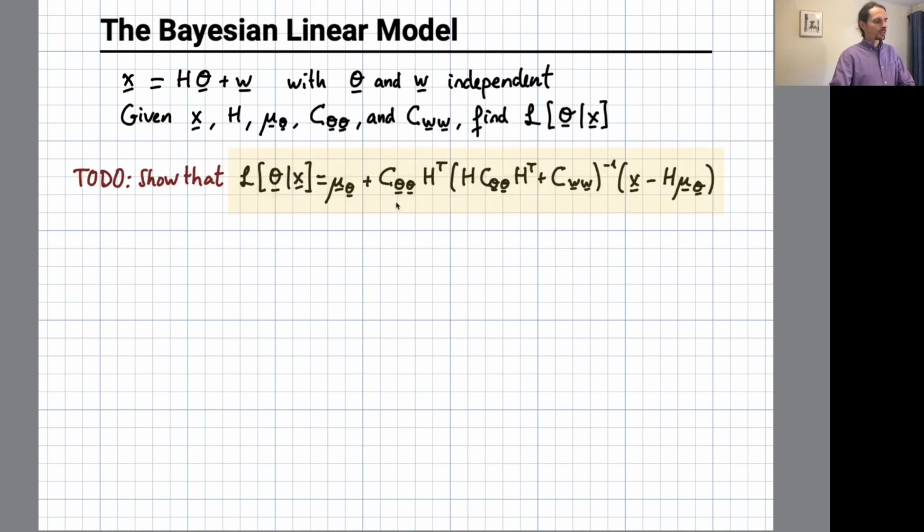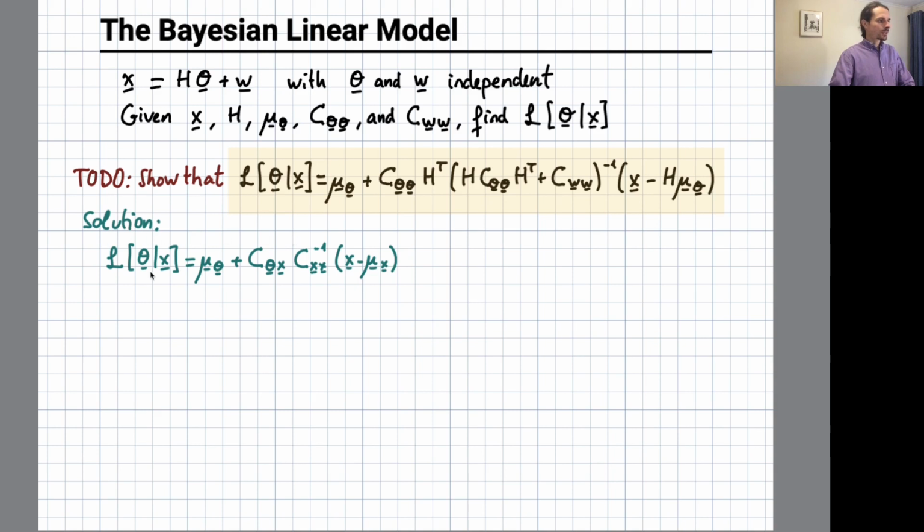the LMMSE estimator can be found using the very same techniques that we have used earlier in this lecture. So I suggest that you stop the video at this point and try to show that it is indeed given by this expression here. Okay, I hope you made it.